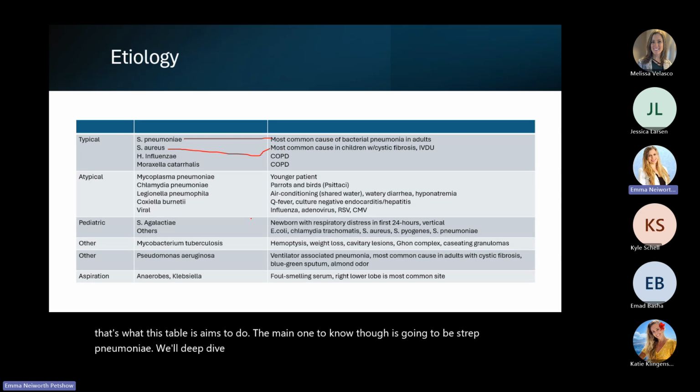It's the most common cause of bacterial pneumonia in adults. Staph aureus is common post-viral. So if it's a post-viral pneumonia, I think Staph aureus. Also IV drug users. Haemophilus influenza, Moraxella, I think COPD. And our atypical organisms, you think of mycoplasma in a young person who has really mild symptoms, you're walking pneumonia, right? So that's your mycoplasma.